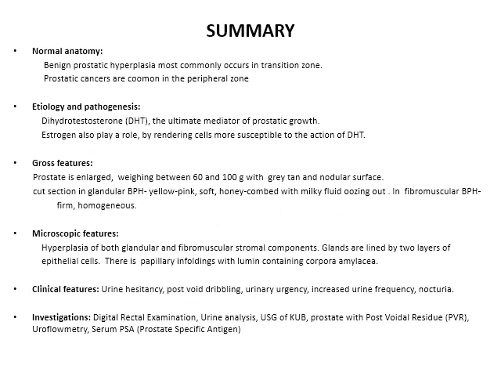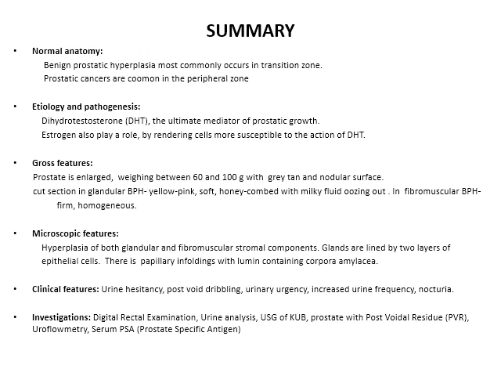So finally, to summarize what we have learnt in this session, in normal anatomy we saw that the BPH is more common in transition zone, whereas prostatic cancers are more common in the peripheral zone. Etiology and pathogenesis: dihydrotestosterone is the ultimate mediator of the prostatic growth, whereas estrogen also plays an important role by rendering the cells more susceptible to the action of dihydrotestosterone. In gross features, we saw that the prostate gland is enlarged, weighs between 60 to 100 grams, and it will have a grey tan to nodular surface.